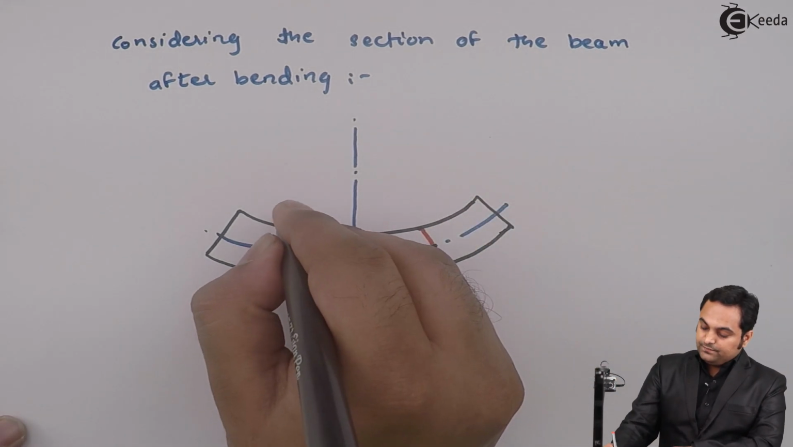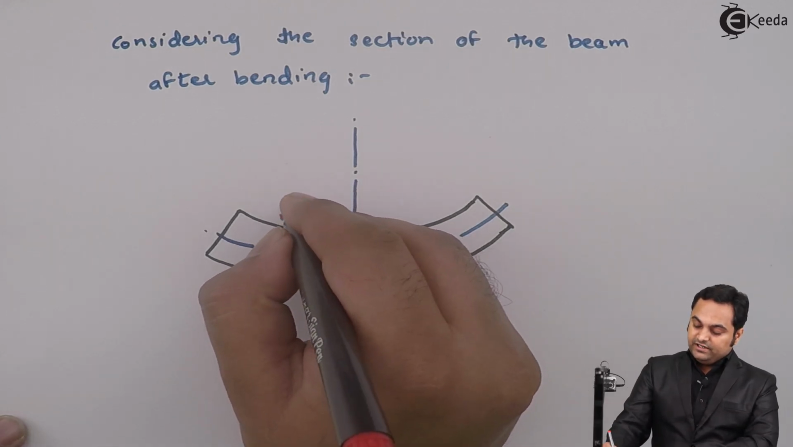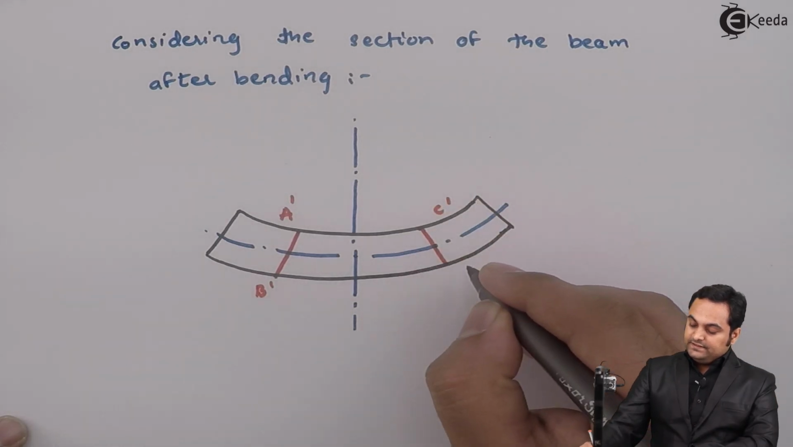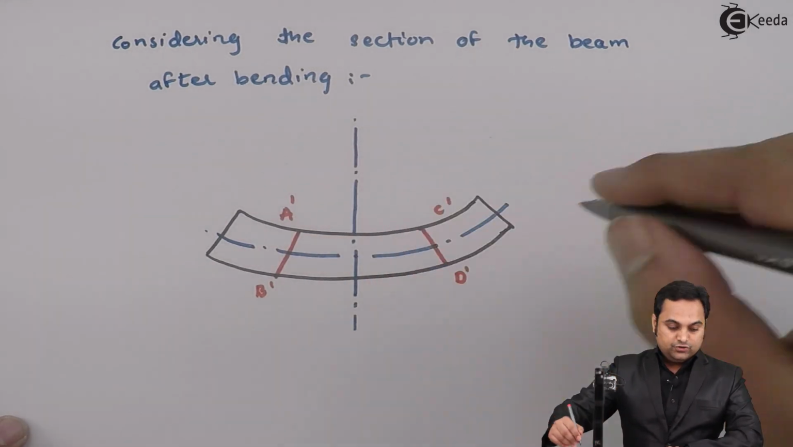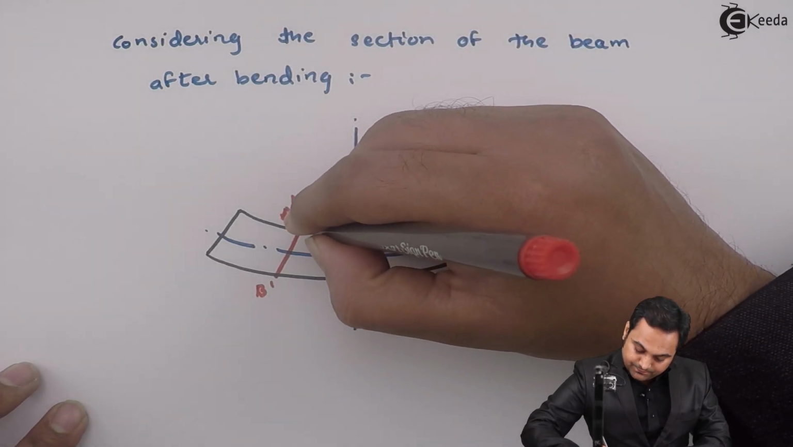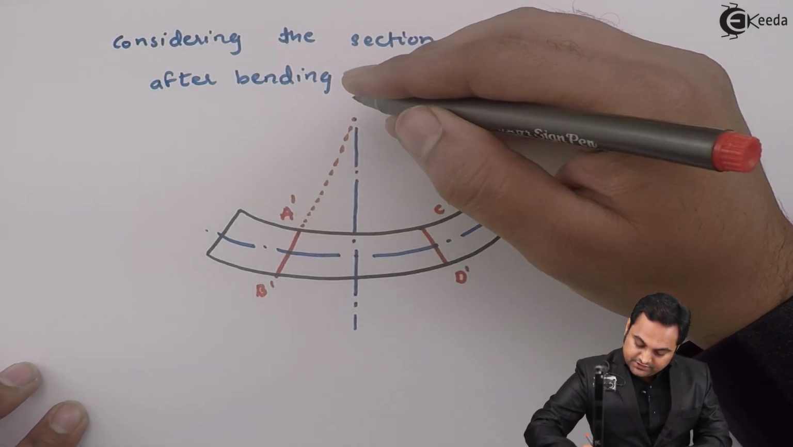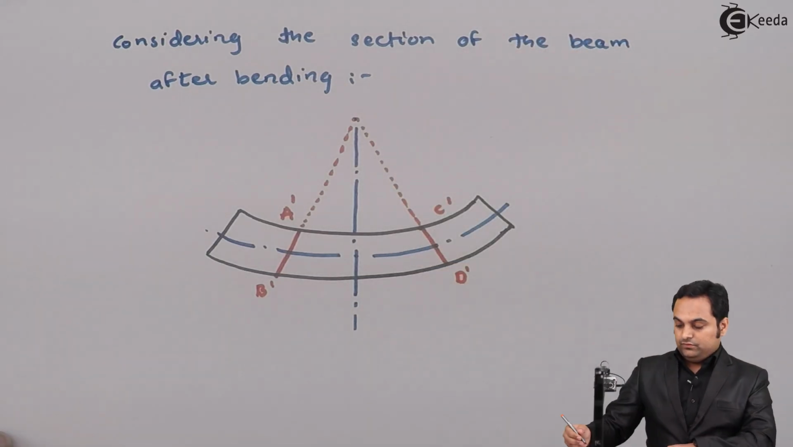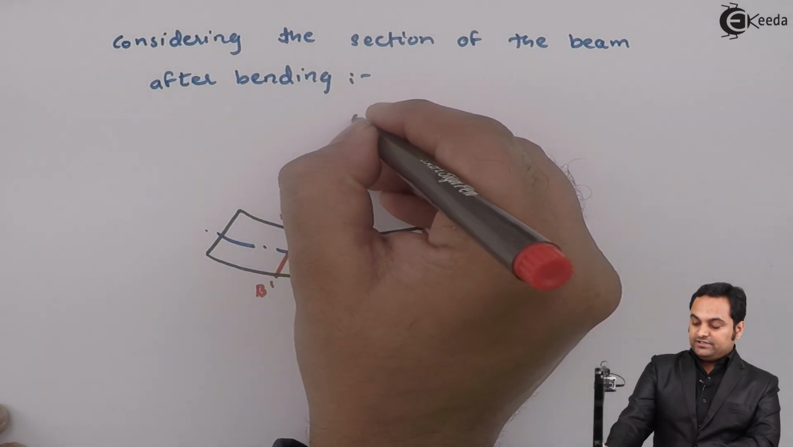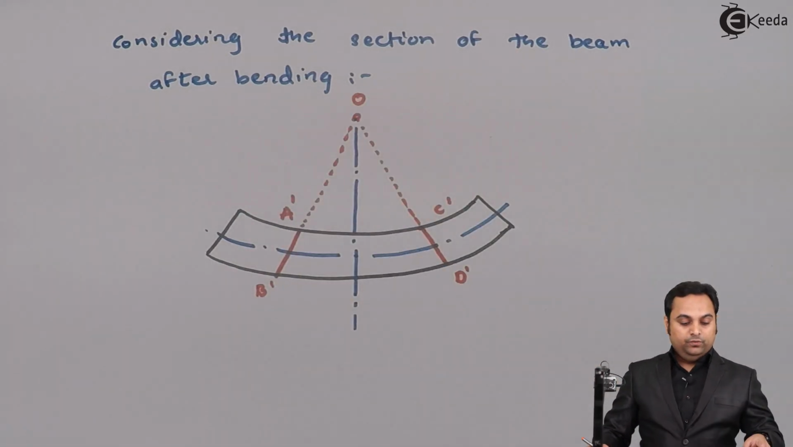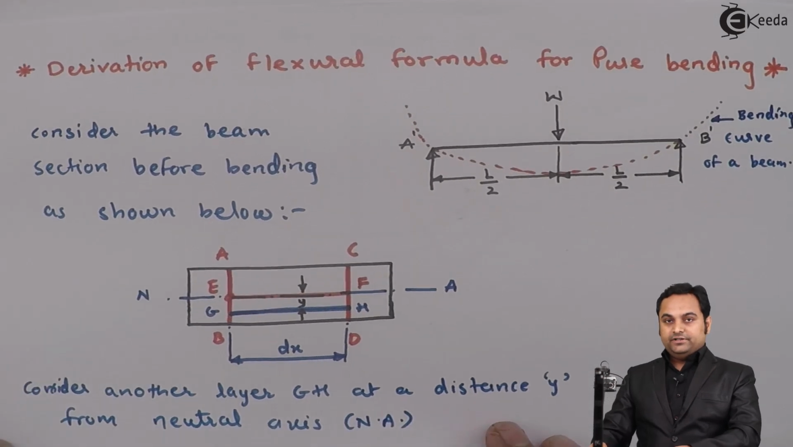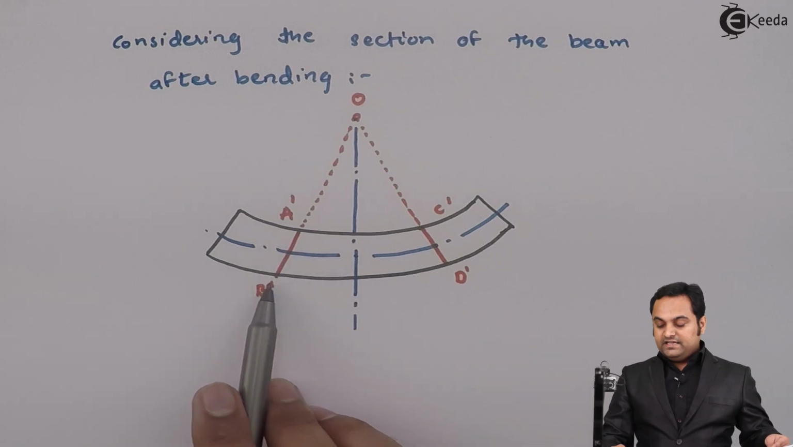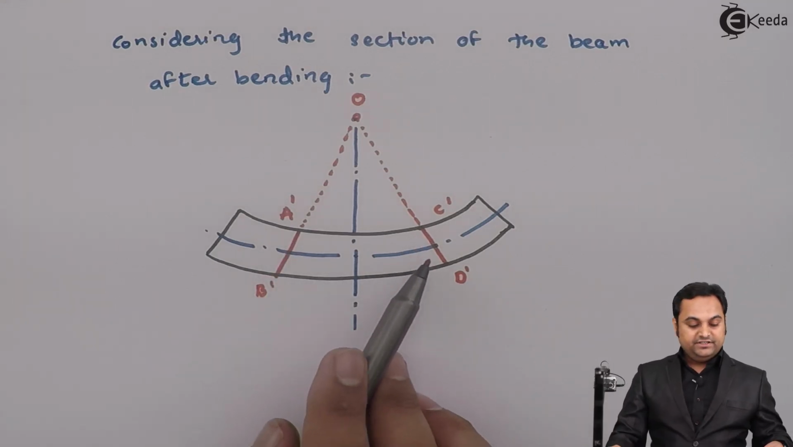So here is for A, when it gets shifted, I'll mark A dash, B as B dash, then C dash and D dash, joining them up to the center where they will intersect. There we will get the center. Now at this intersection I am getting point O. So here what has happened, that after bending, A has been shifted to A dash, B has been shifted to B dash, similarly C dash and D dash.